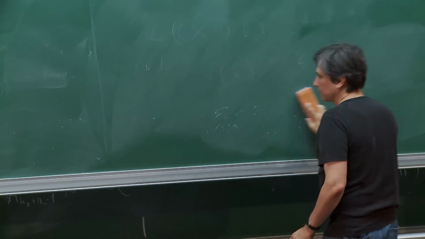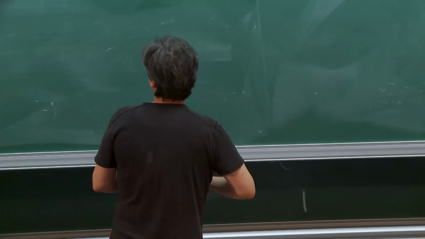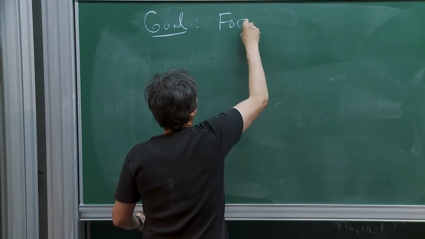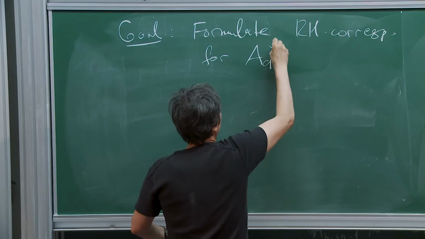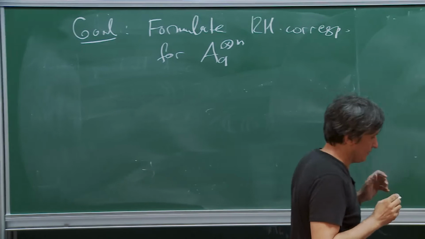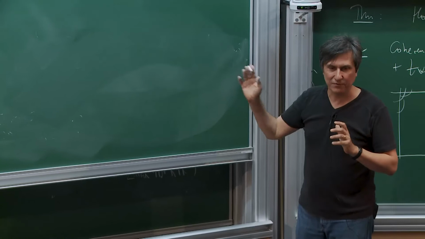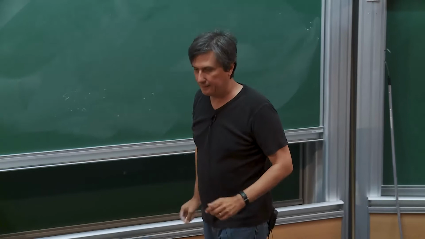So now my goal will be to formulate the Riemann-Hilbert correspondence for A_q tensor power n, for any n. I will not prove it, and I don't know how to prove it, I have to say, but the formulation is already, to get the exact formulation, what is the right-hand side, it's already a non-trivial task.